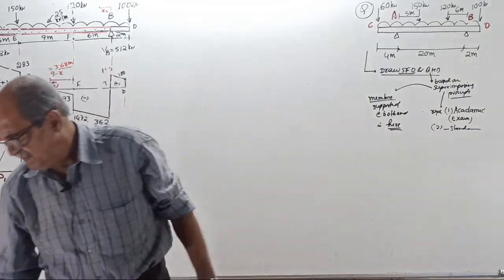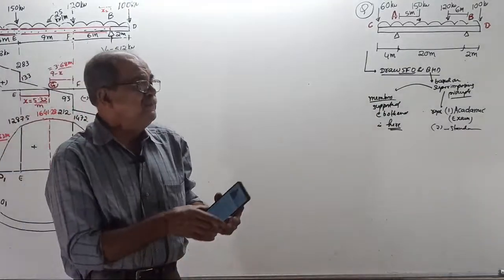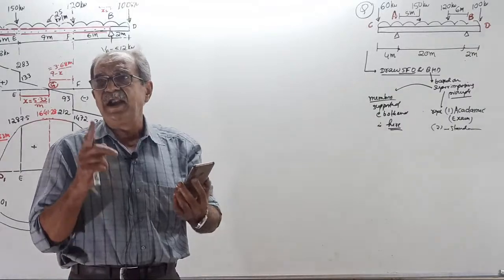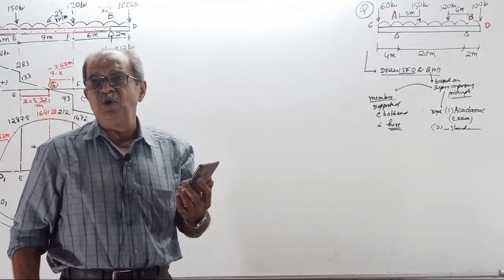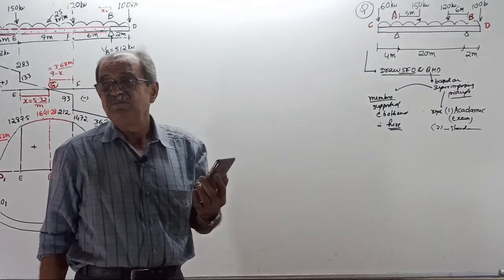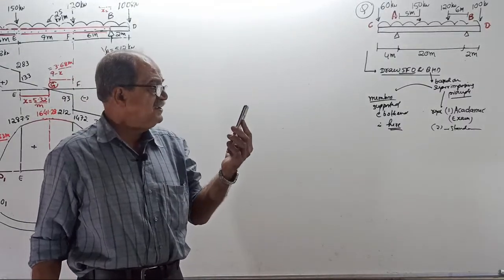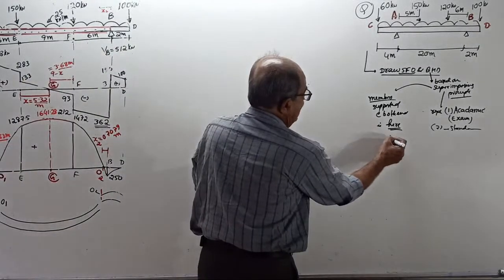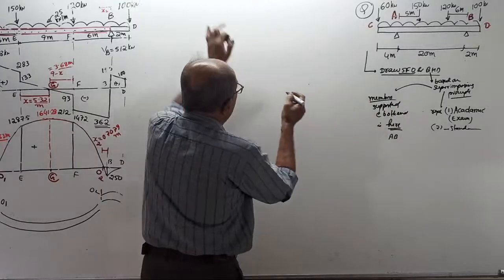Tell me, use the superimposing principle only for which member? This is academically required. This question, I have written in red color. See there, AB. Only for AB. Here, only AB. Now, I will tell later.